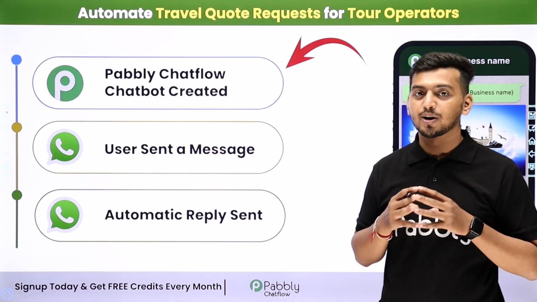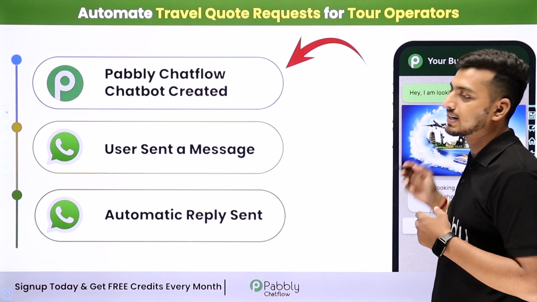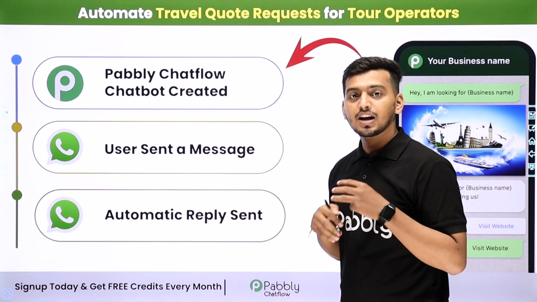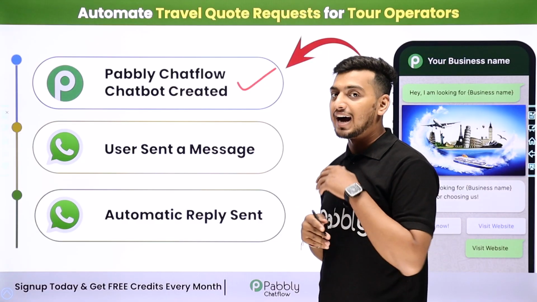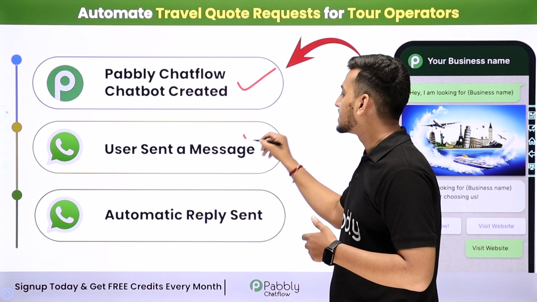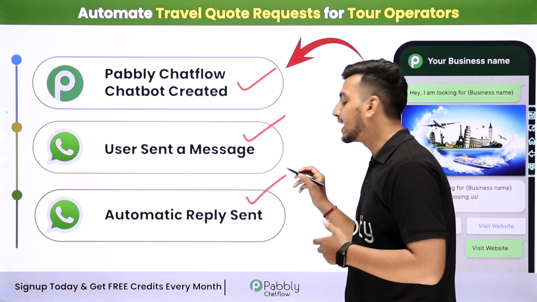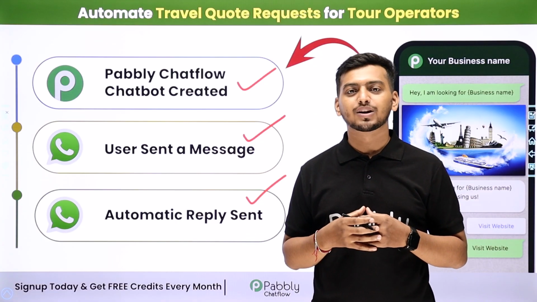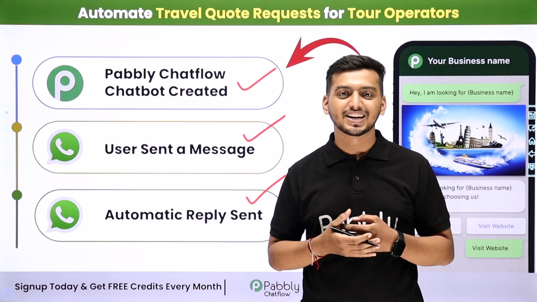Today I am going to demonstrate how you can automate travel quote requests for tour operators. Inside this video, we are going to work on 3 simple steps. First, we will create a WhatsApp chatbot inside our Pabbly Chatflow account, and after that, whenever any user sends us a text message, our WhatsApp chatbot will reply to them automatically on our behalf. So if you are ready to learn how I am going to create this amazing WhatsApp chatbot, let us jump right onto my screen.